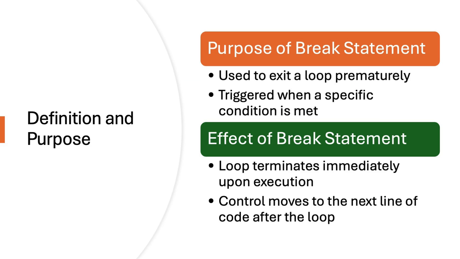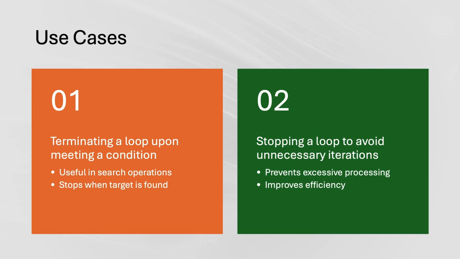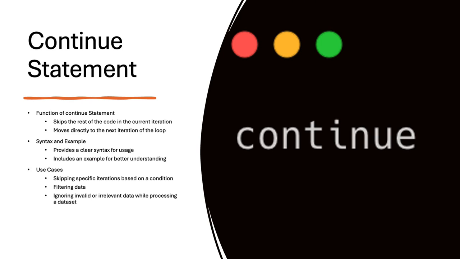The break statement is used to exit a loop when a specific condition is met. Once executed, the loop stops immediately, and control moves to the next line of code. This slide provides an example of syntax and its corresponding output. Terminating a loop can be useful in search operations to stop when a target is found, and to avoid unnecessary iterations, improving efficiency.